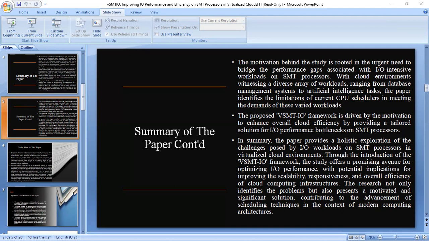This paper, by providing a clear problem statement, emphasizes the critical need for tailored solutions in the domain of I/O scheduling on SMT processors.